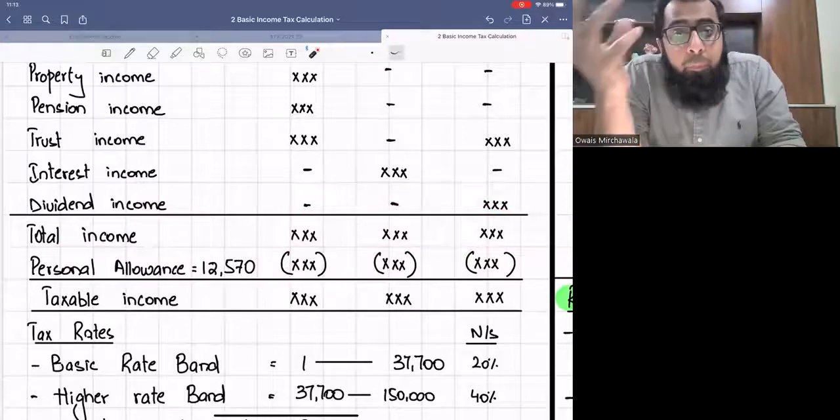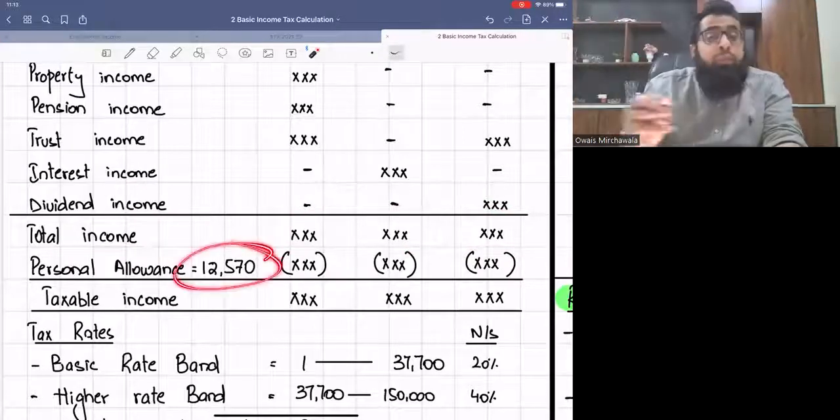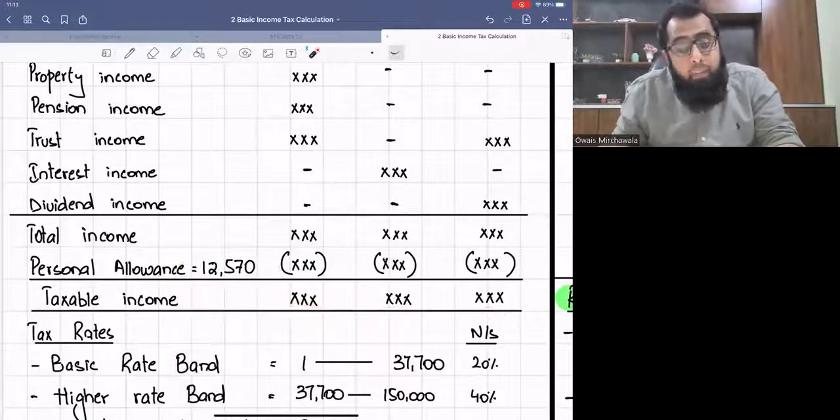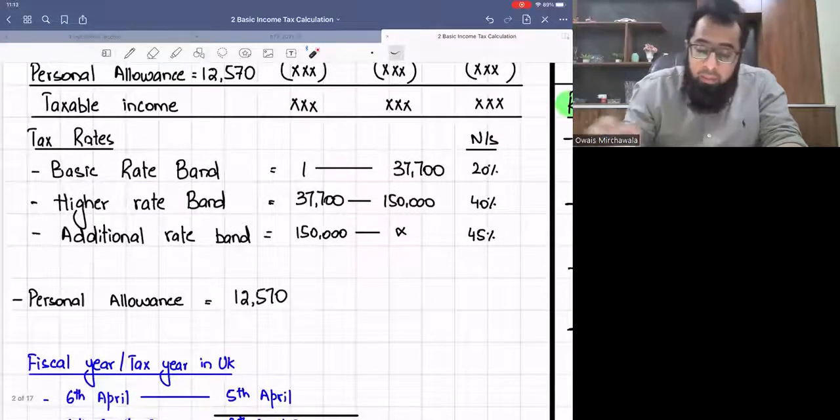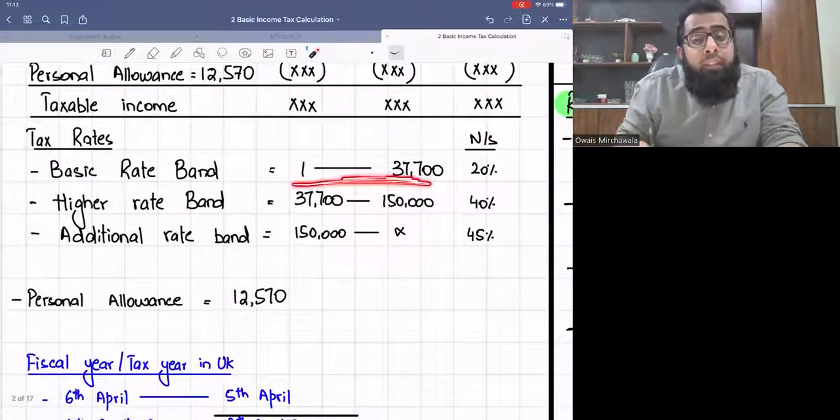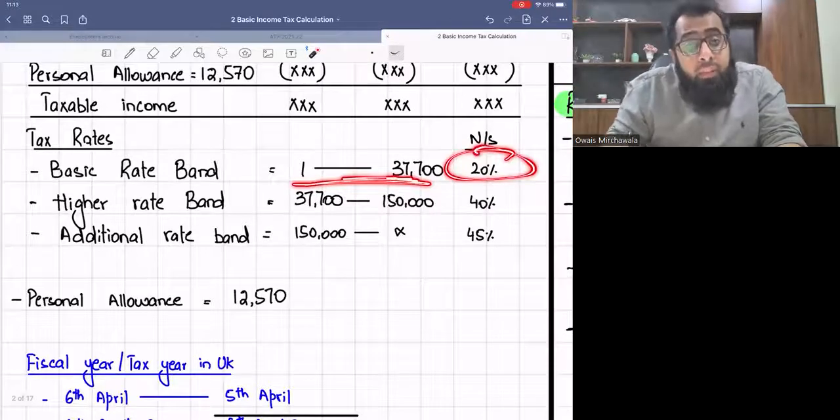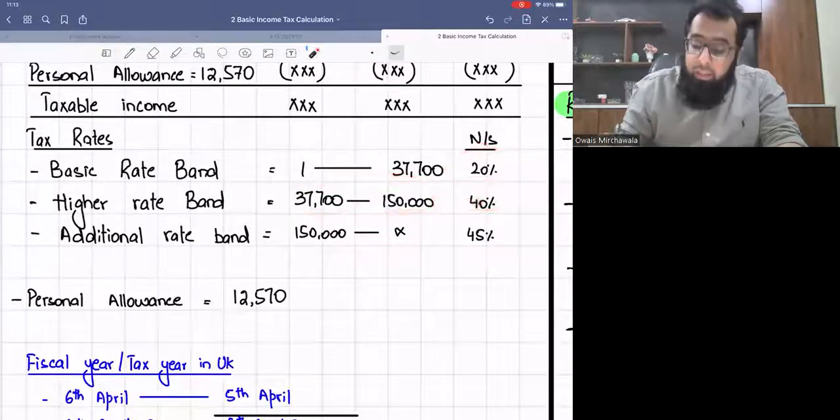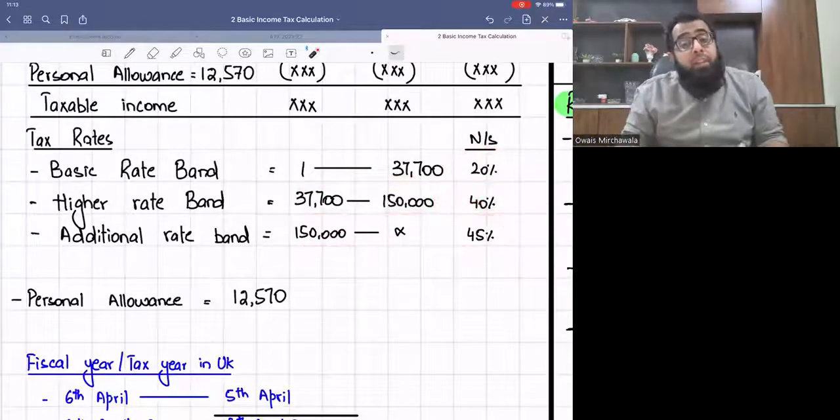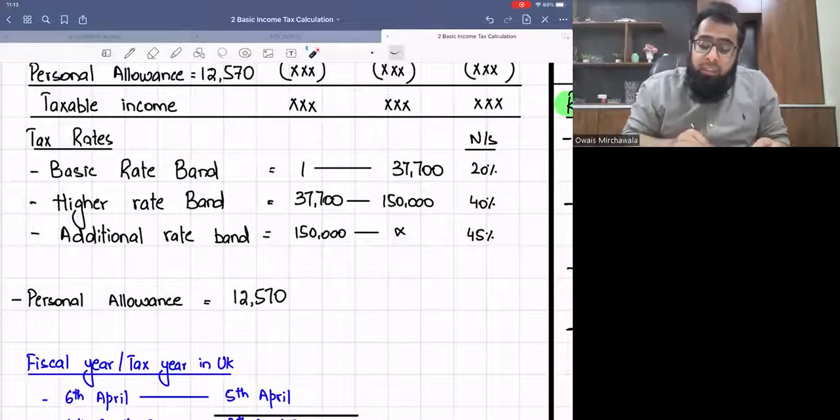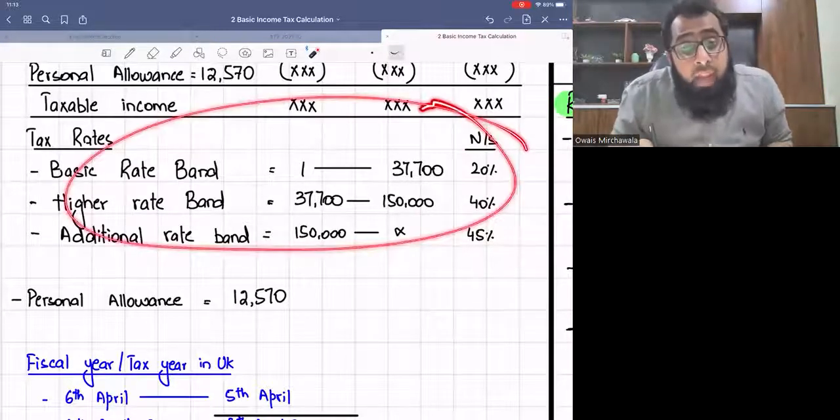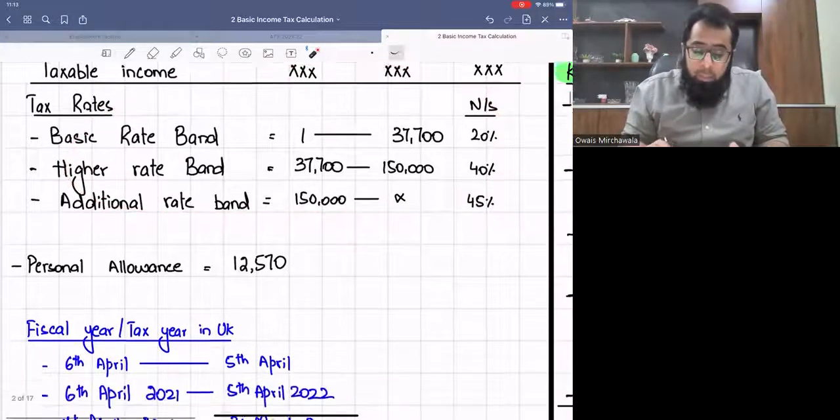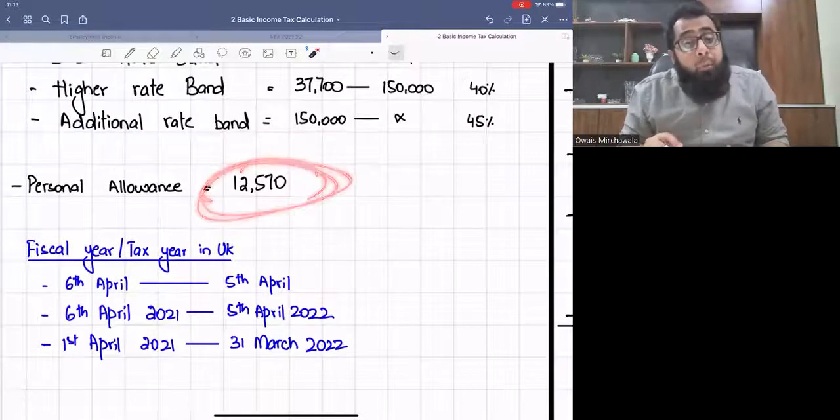Then we deduct the value of personal allowance, which is 12,570, to arrive at the value of taxable income. Then the tax rates. If your income is between 1 to 37,700, the rate of tax is 20%. Between 37,700 to 150,000, the rate is 40%. And after that, the rate of tax is 45%. These rates of taxes will be given to you in the examination. So if someone forgets them, there is nothing to worry about. The personal allowance is 12,570.